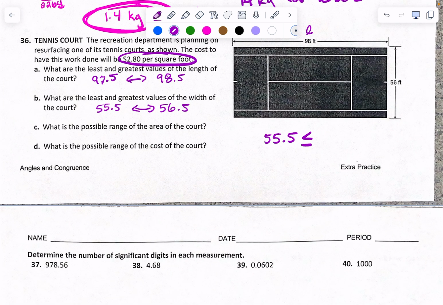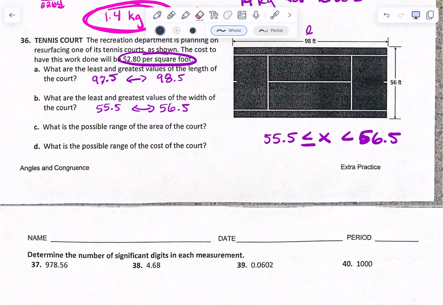55.5 is less than or equal to X, which is less than 56.5. So it's like that. You're still going off of the 0.5 number, but if it is exactly this, it would round to the next one. But we still use the 0.5 number. Okay. Good? Questions about that?